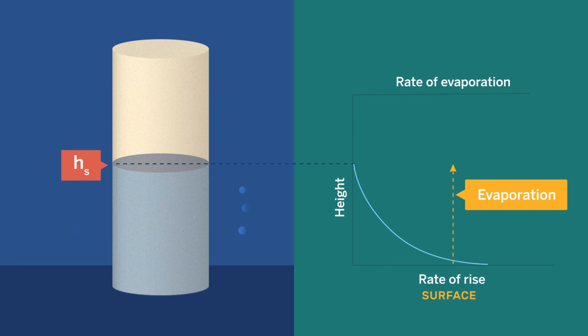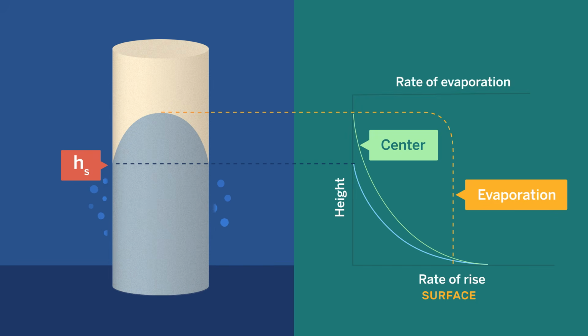Above the critical height hs, the waterfront retreats from the surface of the material because the rate of evaporation is slower inside. Its lowest value is at the center of the object, as shown by this additional vertical discontinued line. The height reached by water is therefore higher in the center of the element than on its surface.